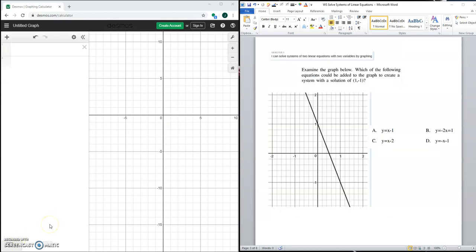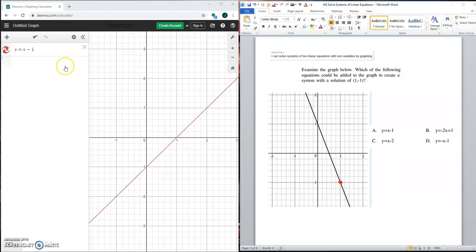Now let us go to example number 3. Examine the graph below. Which of the following equations could be added to the graph to create a system with a solution of (1, negative 1)? Let us identify where that point is first. So (1, negative 1) is right here. You want your line to intersect this point of this graph. What we're going to do is plug in all these answer choices on Desmos to identify which line will go through that point.